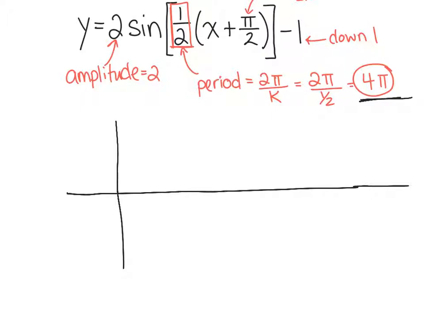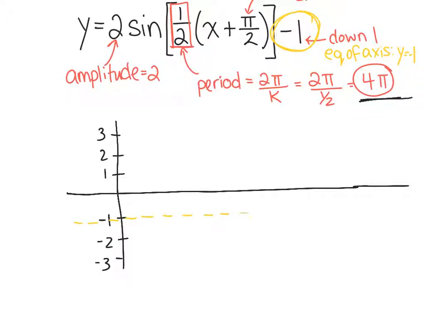Okay, so first I'm going to figure out where's my equation of axis. So since I've got this -1 here, this guy tells me the equation of axis is at y equals -1. So might as well just plot that on. Okay, so y equals -1 is going to be our equation of axis. So I'm going to put that in yellow. So I know that's like the midline of my graph.